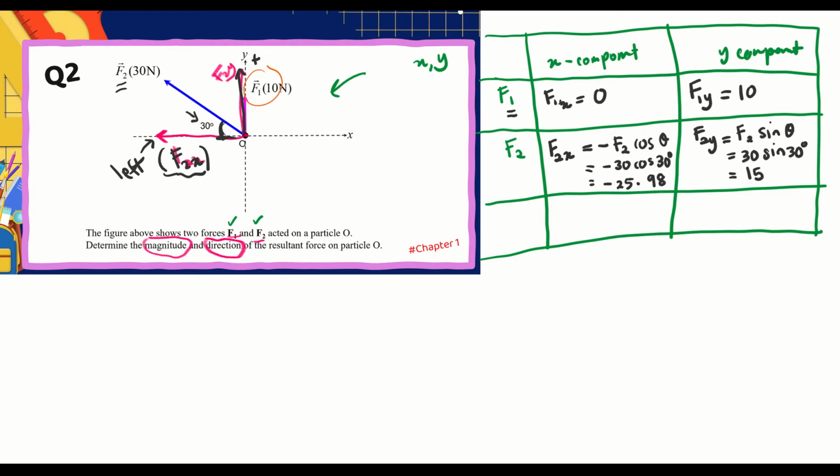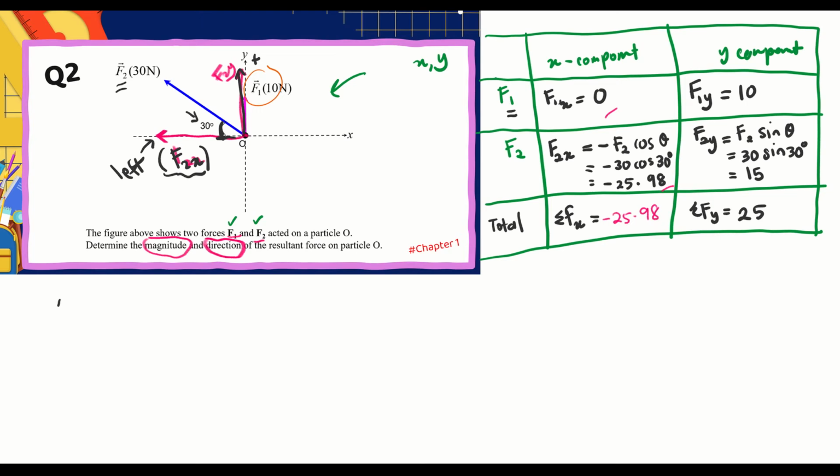This is for the total. The rule for total: we need to add up all forces in x-axis. So you have to add up these two, 0 and negative, so you are going to put negative 25.98. Same goes for y-axis, so you're going to find total y. So 10 plus 15 is going to be 25 Newton.